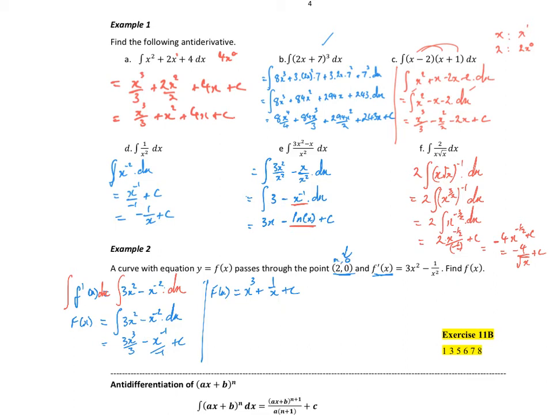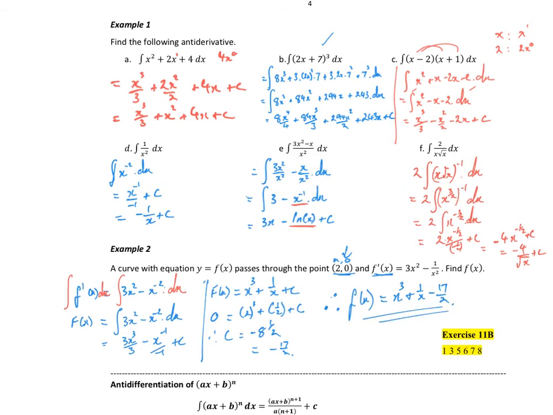We have an initial condition here where x is 2, y is 0. So I can say that 0 is equal to 2 cubed plus 1 on 2 plus c. Therefore, c is equal to negative 8.5, which is negative 17 on 2. So my actual function f of x is equal to x cubed plus 1 on x minus 17 on 2.